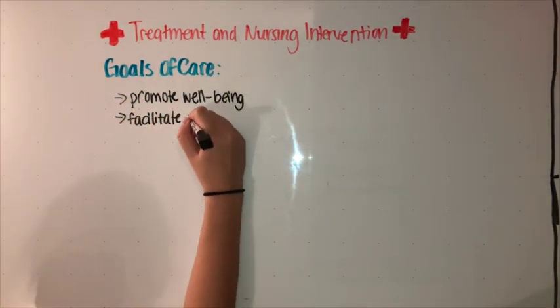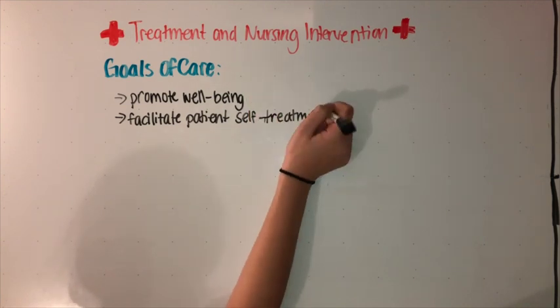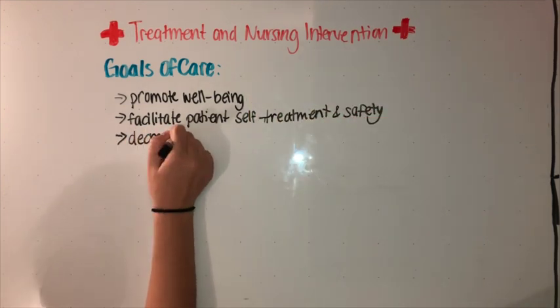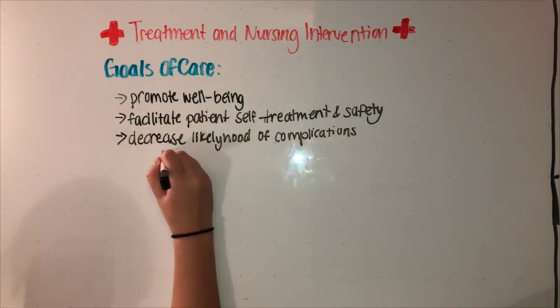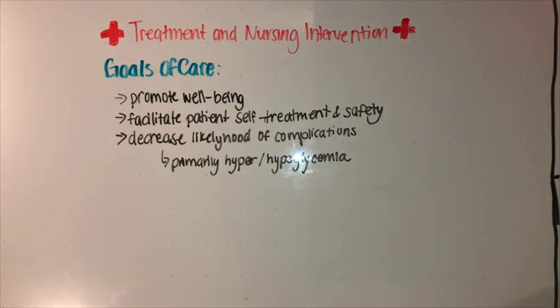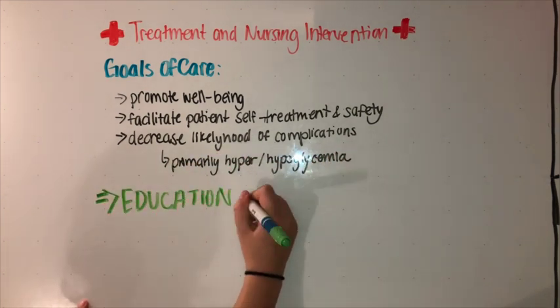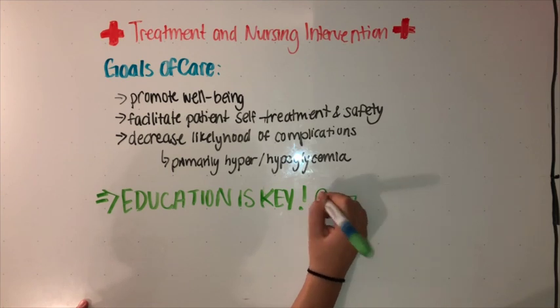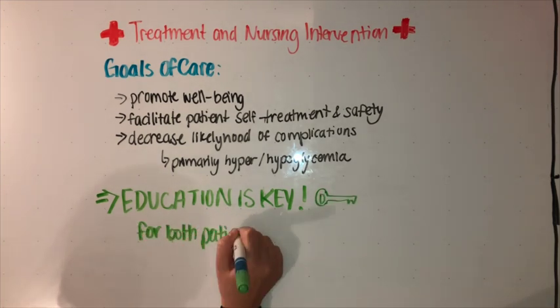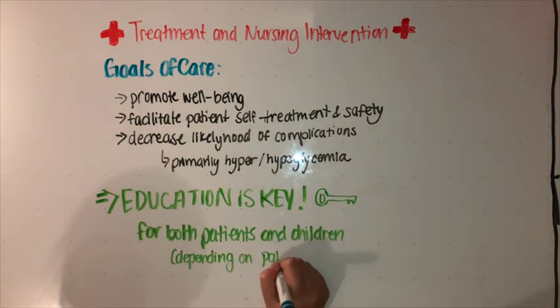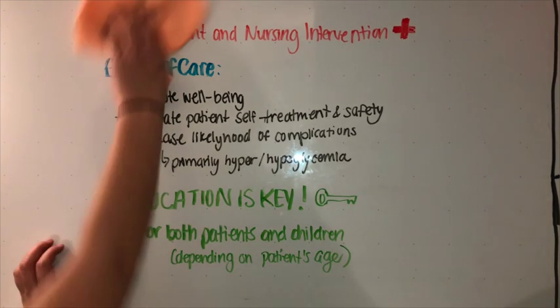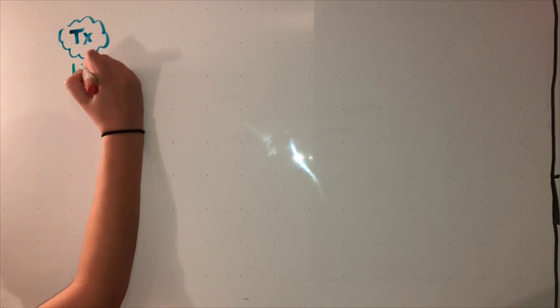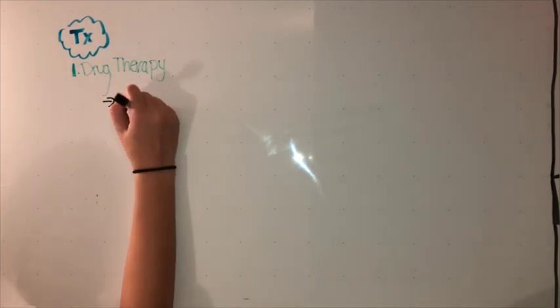So, treatment and nursing intervention. So your goals of care are going to be promote well-being, facilitate self-management and safety of the patient, decrease likelihood of any complications, and primarily hyper and hypoglycemia. Now, your education is going to be key in nursing management because this is a lifelong disease and it's important for both patients and their children to be educated.